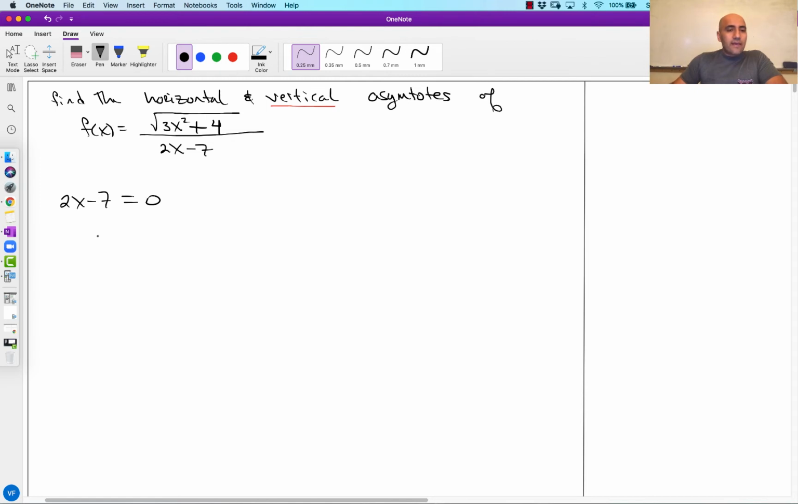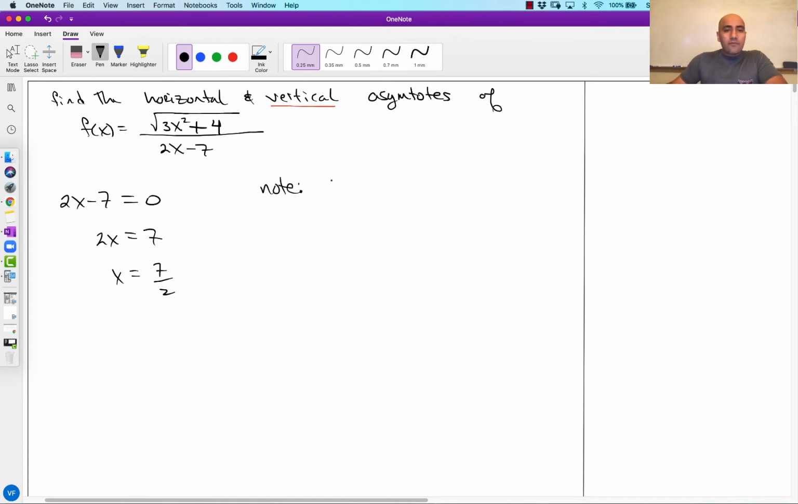And so we get that 2x is equal to positive 7, and so x equals 7 divided by 2. So when x equals 7 over 2, I'm going to get a 0 in the denominator. And in the numerator, I get something that's not zero. That's key to identifying this as a vertical asymptote.